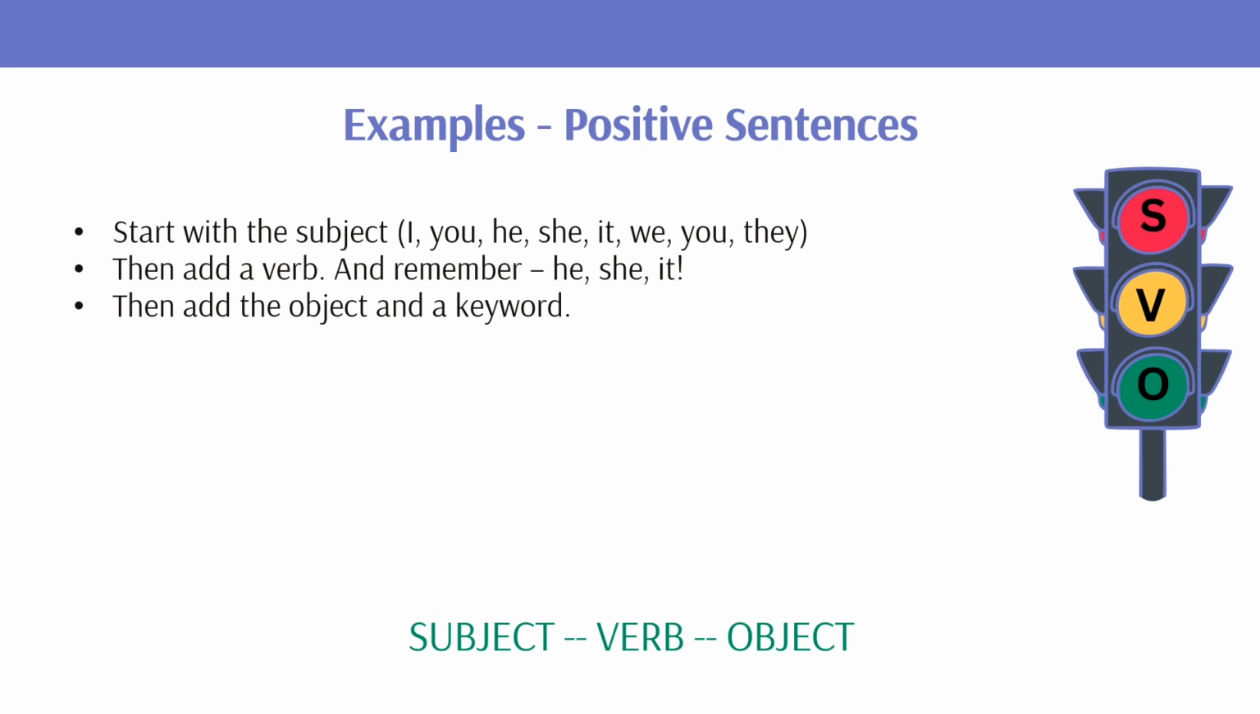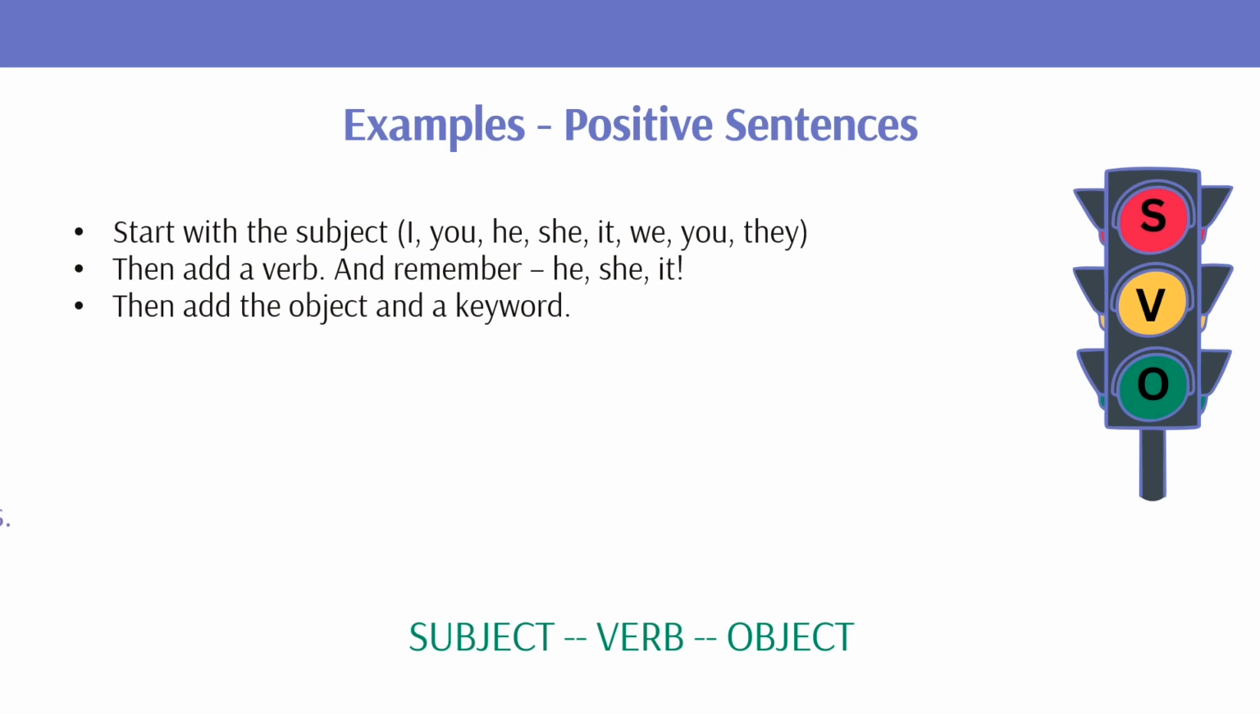I, you, he, she, it, we, you, they. Then add a verb. Dann kommt das Verb. And remember, he, she, it, es geht mit. Then add the object and sometimes a keyword. Dann kommt das Objekt und manchmal ein Signalwort dazu.